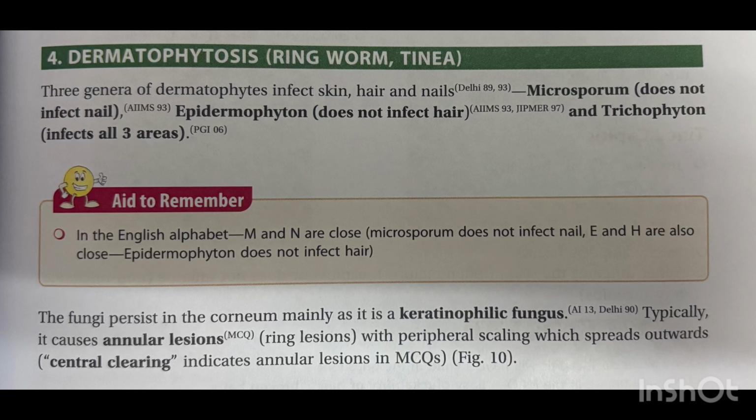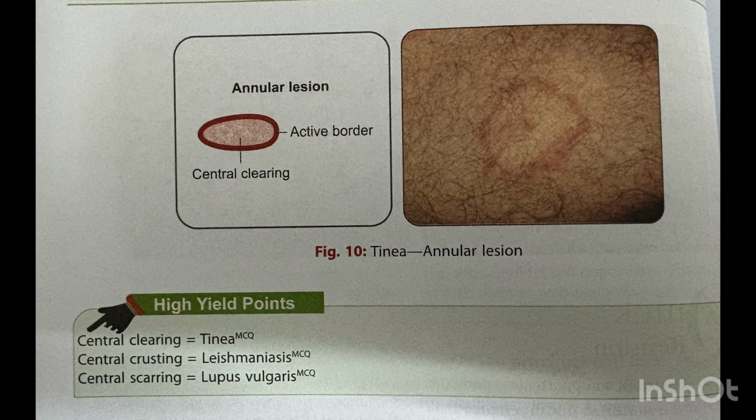Typically, it causes annular lesions, ring lesions, with peripheral scaling which spreads outwards. Central clearing indicates annular lesions. High yield points: central clearing equals tinea. Central crusting, leishmaniasis. Central scarring, lupus vulgaris.